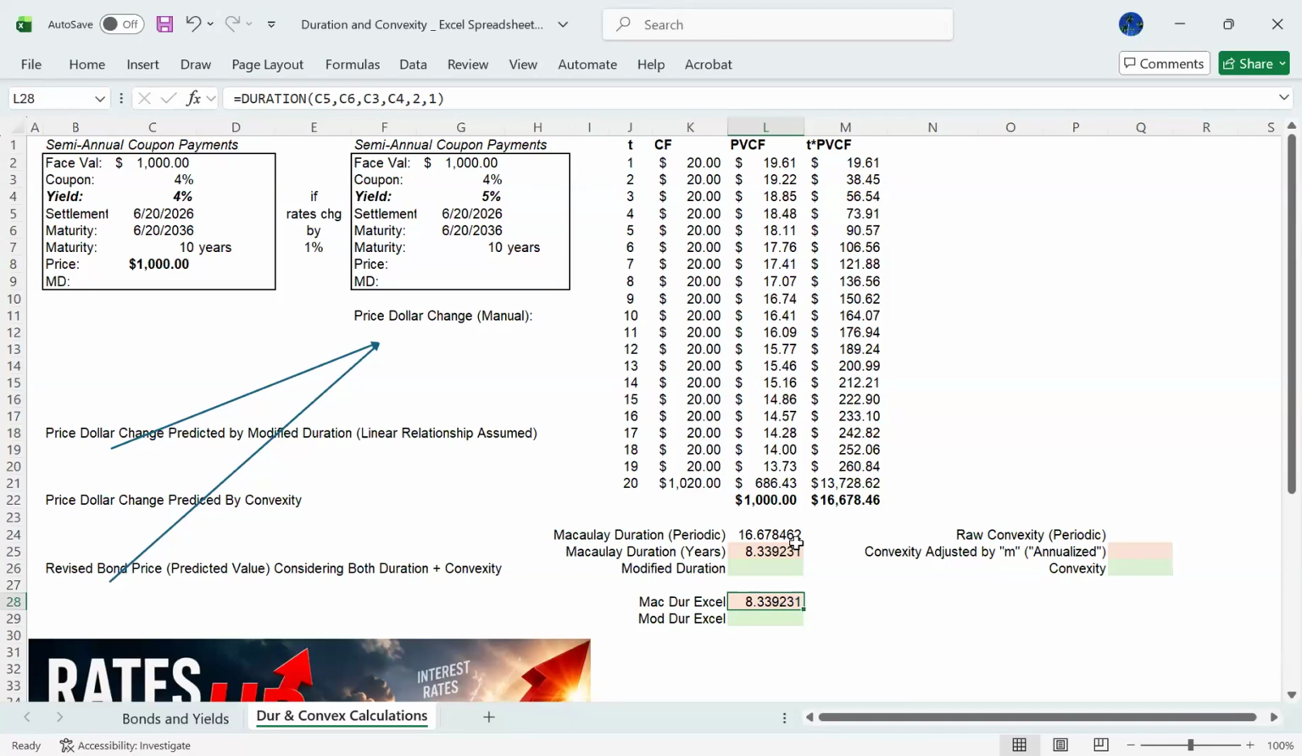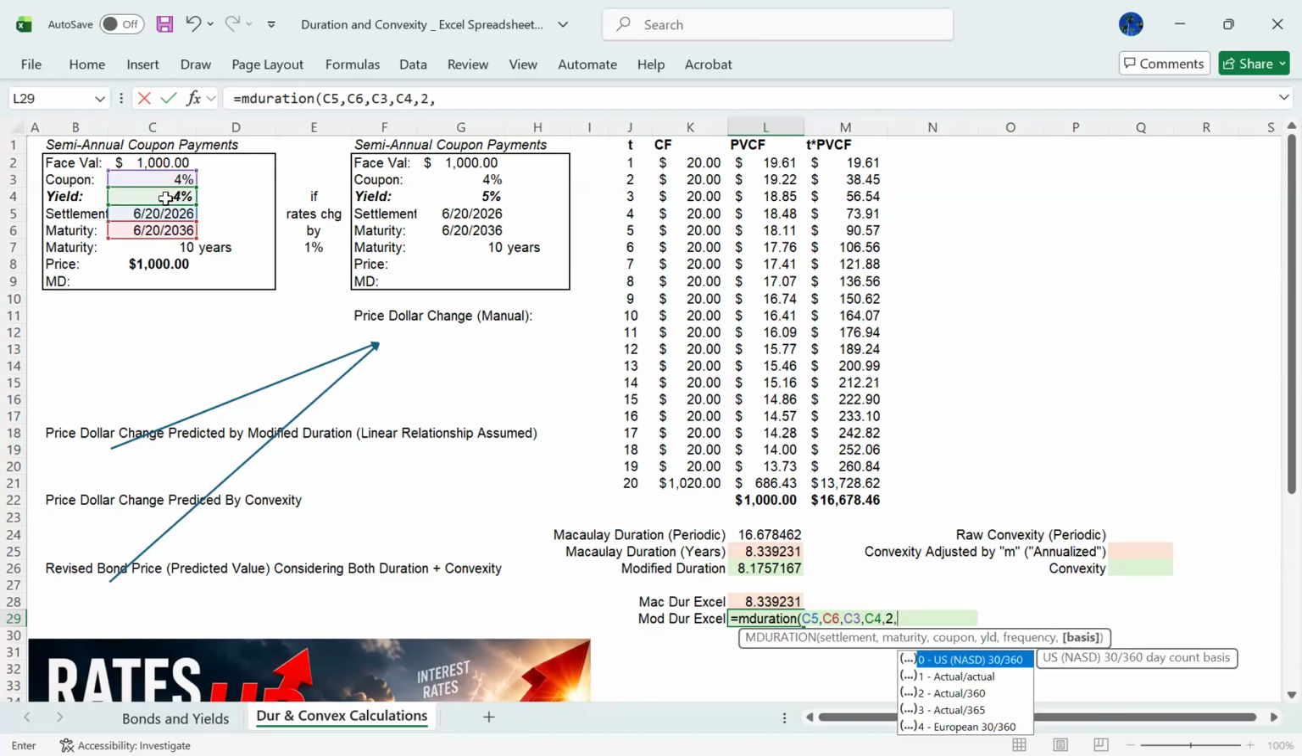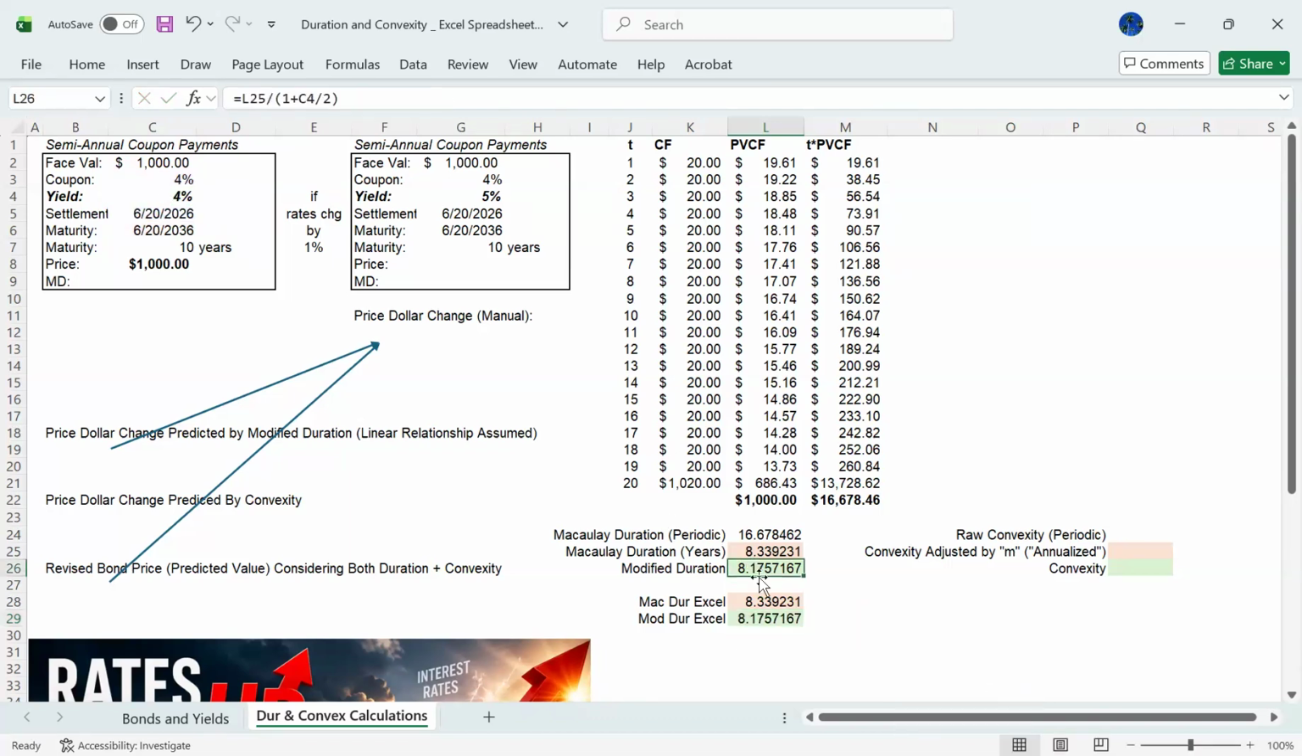But now we take one last step to get the modified duration to account for the frequency of the cash flows. And we do it in the following way. We divide this Macaulay duration by 1 plus the yield divided by the frequency, M2, and that's it. Okay, and we can confirm that with M duration that we used earlier. We choose the settlement date here. We choose the maturity date here. We choose the coupon rate here. We choose the yield rate here, the frequency, and finally actual. And we can clearly see that this number and this number match.